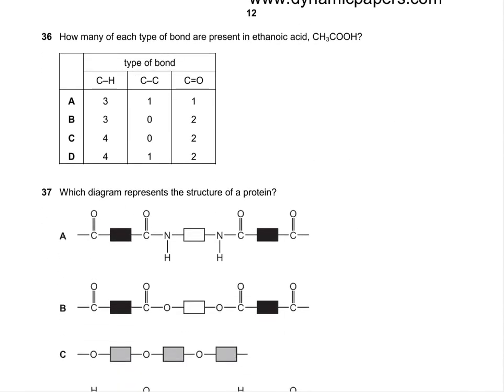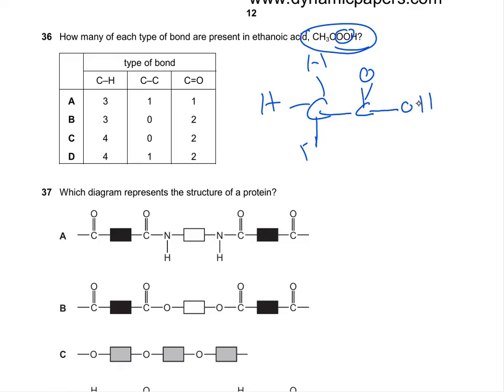How many of each type of bond are present in ethanoic acid? So we would draw this. So CH3, that's C and three H's. Then C double bond O. It's a carboxylic acid, so it will have the COOH group. So it's drawn C double bond O and C bond OH, as it's a carboxylic acid. So how many C-H bonds?